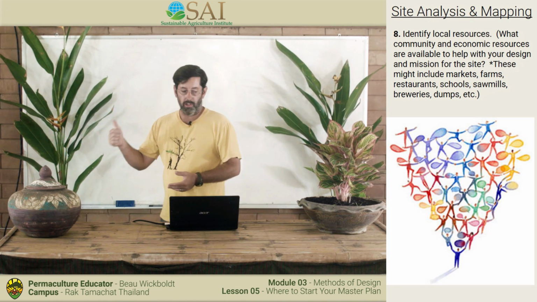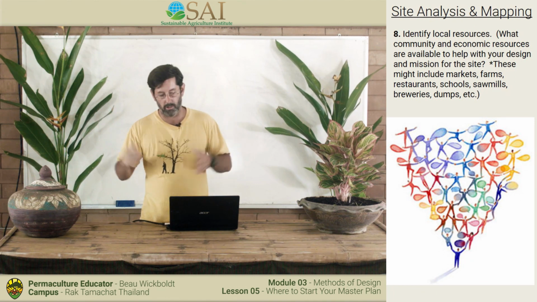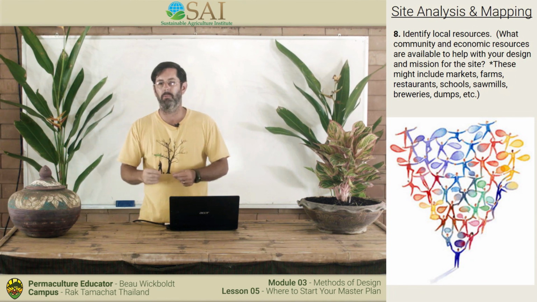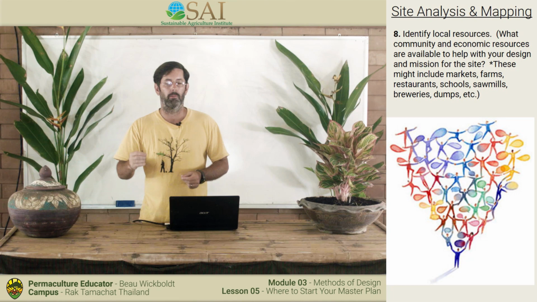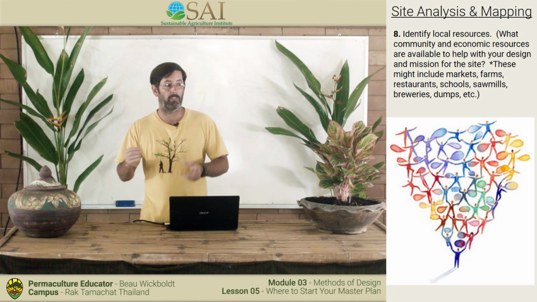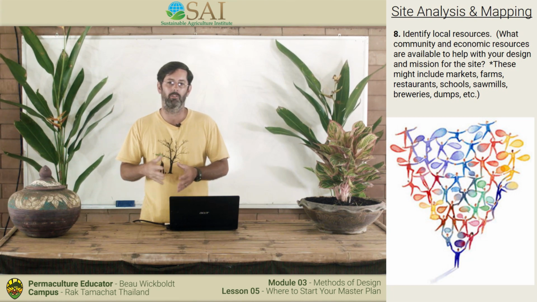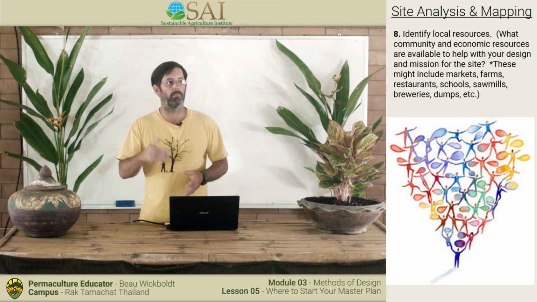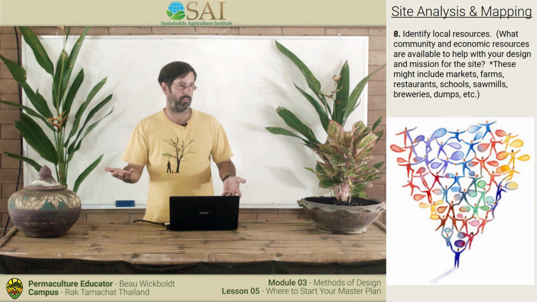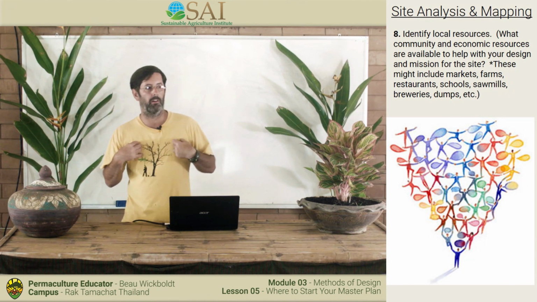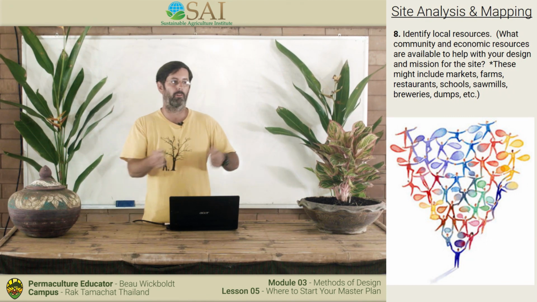These might include markets, farms, restaurants, sawmills, breweries, dumps, everything. Remember to look for those resources. You'll be really surprised how some businesses particularly do not value certain things. And if you ask, they would be more than happy to provide you with something. So I have a community garden. I'm doing this. Would you be happy to help support me?